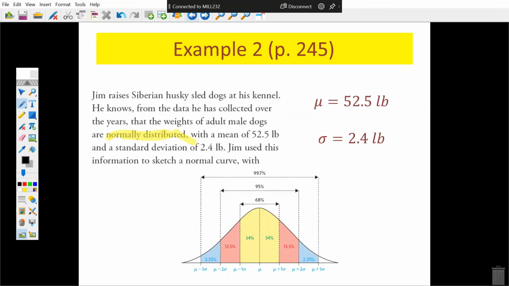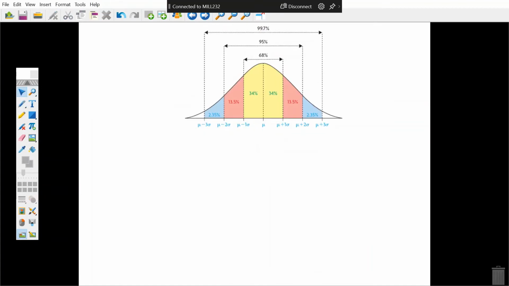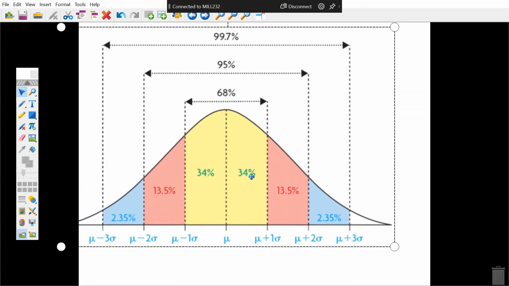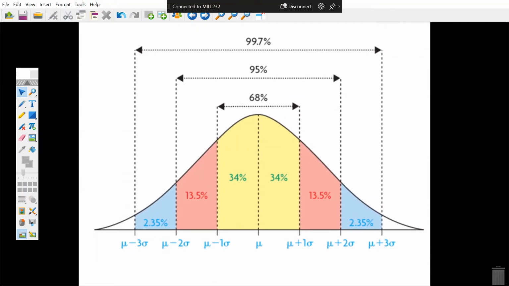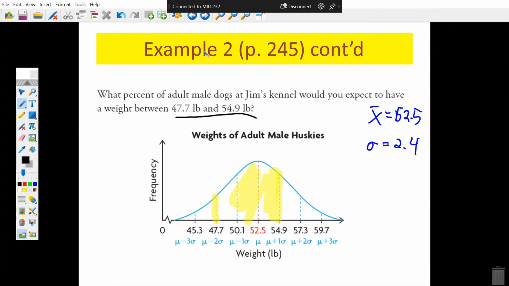Is it easier to see on this one? No. Let me see if I can make this a little bit bigger. There we go. So here's how I do it. The mean is right in the middle. Those first 2 pieces on either side of the mean are 34%. So I'm going to go back here. Here's the mean. That means this piece is 34%. 34% of the dogs are there. 34% of the dogs are there.